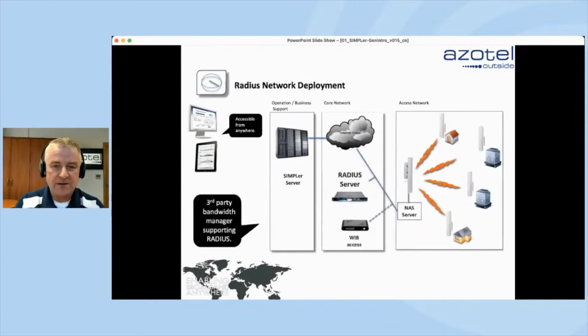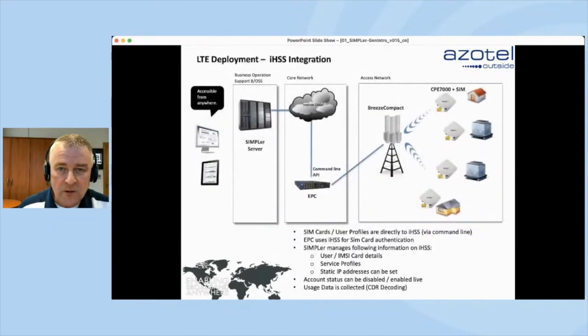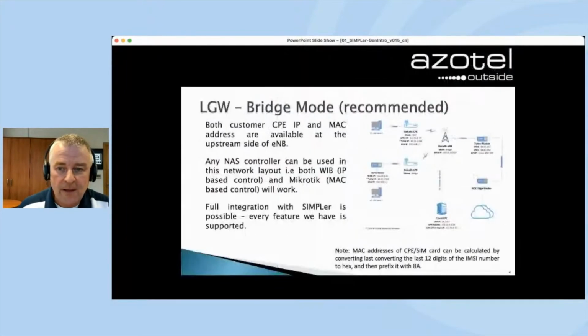Next up is RADIUS. RADIUS is the standard really used by the majority of operators, and we can instantly slot into a RADIUS controlled network. Here, RADIUS acts as the delimiter between SIMPLer and the network. So if you have a RADIUS controlled network, it makes migration to the SIMPLer platform much easier. We've also done integration with different vendors on the LTE side.